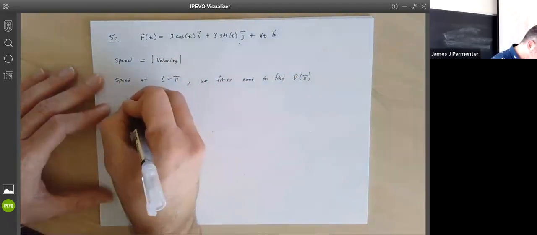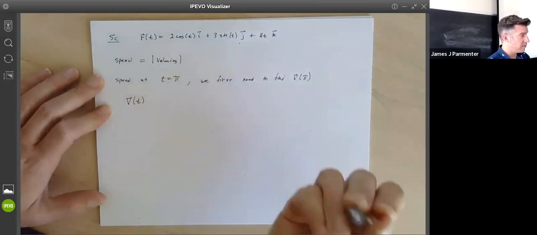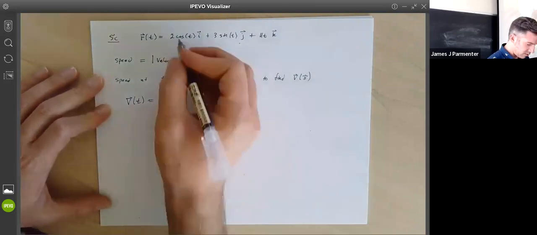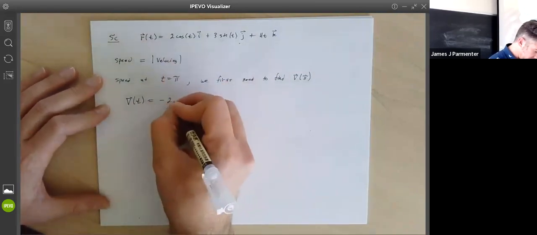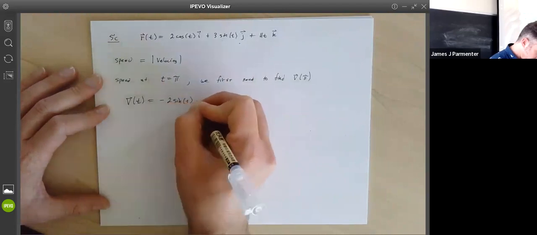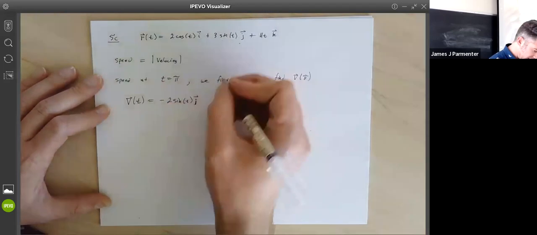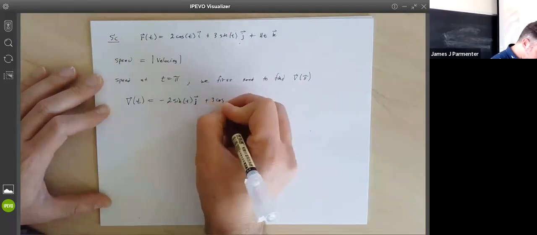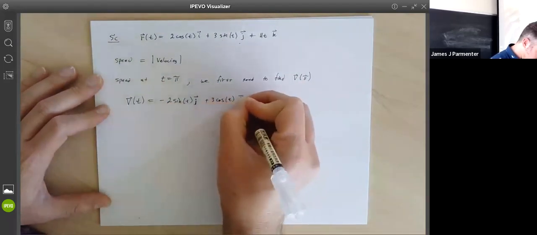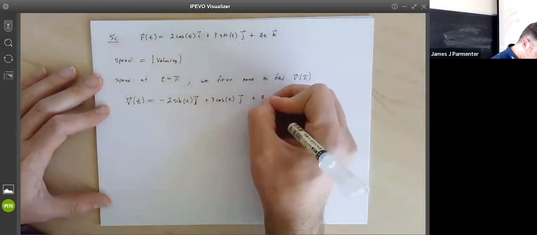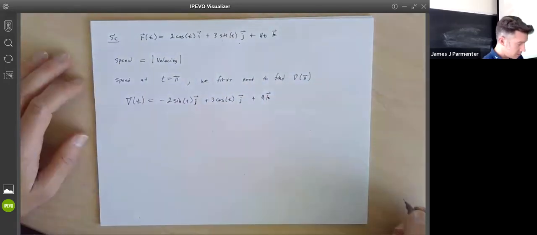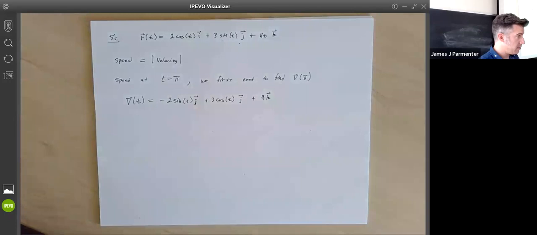So let's find the velocity vector. That's just found by taking the derivative. So the velocity vector: the derivative of 2 cosine t is -2 sine of t. It's an i, not a j. The derivative of 3 sine of t is 3 cosine of t, j. And the derivative of 4t is 4. Okay. So there's your velocity at any time.